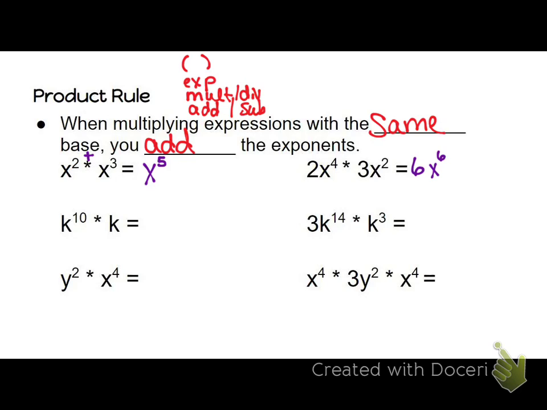This is the invisible rule. The k is by itself, but really what's the exponent that goes with the k? 1. So if I have k to the 10th times k to the first power, as I'm multiplying, I work my way down, it means I'm going to add my exponents. What's that going to equal? 11. K to the 11th power. Right? To the right, 3k to the 14th times k to the 3rd.